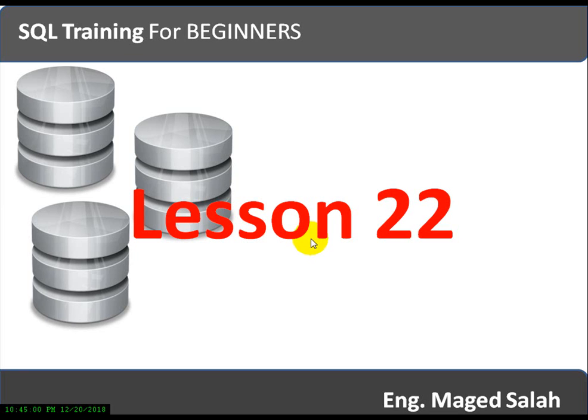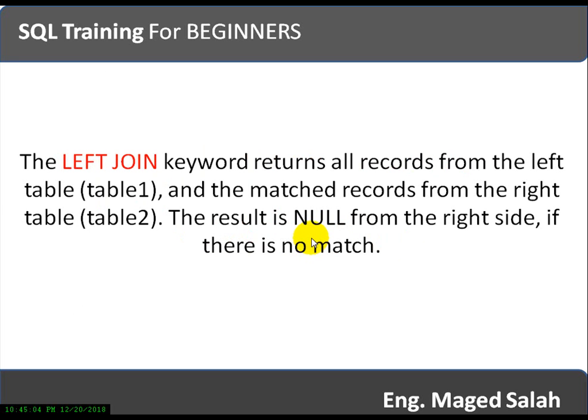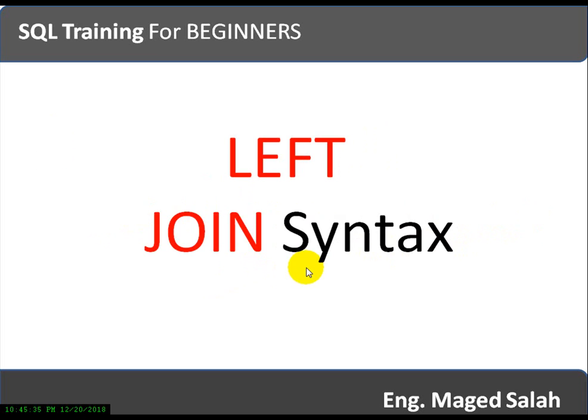Lesson 22. SQL LEFT JOIN keyword. The LEFT JOIN keyword returns all records from the left table (table 1), and the matched records from the right table (table 2). The result is NULL from the right side if there is no match.